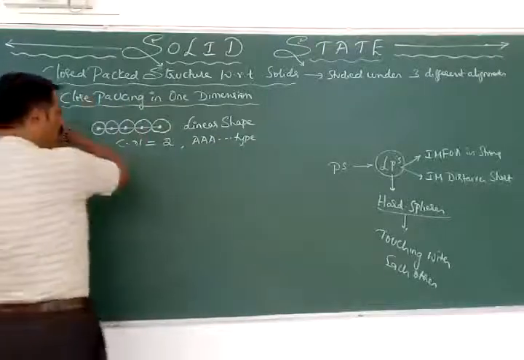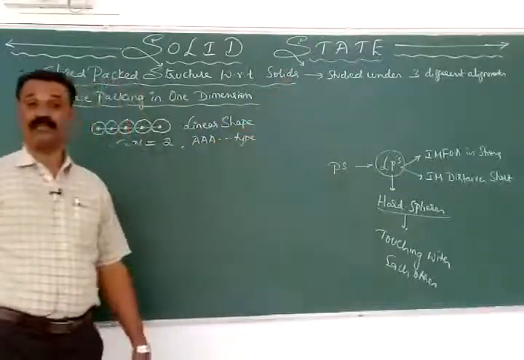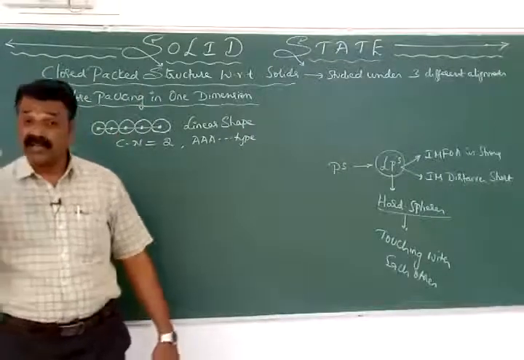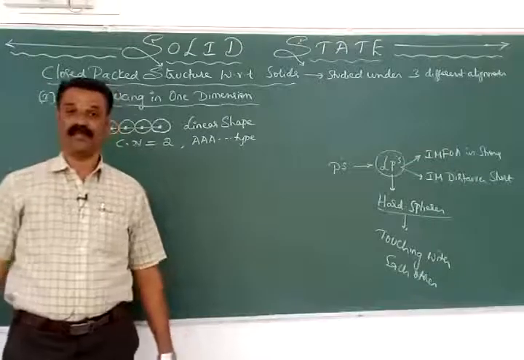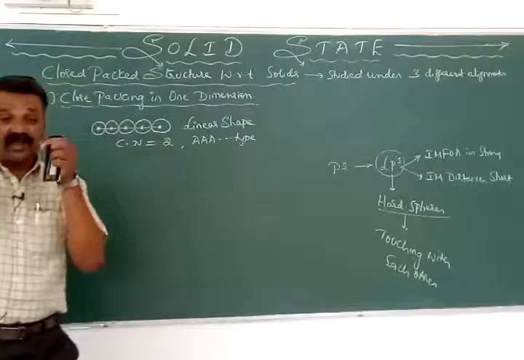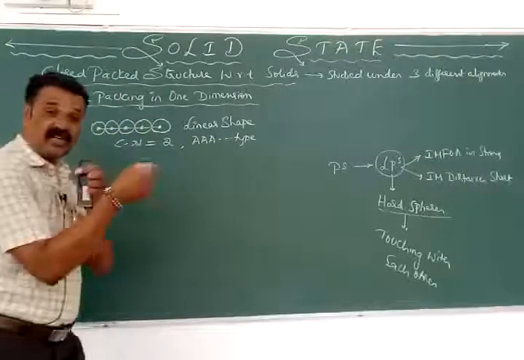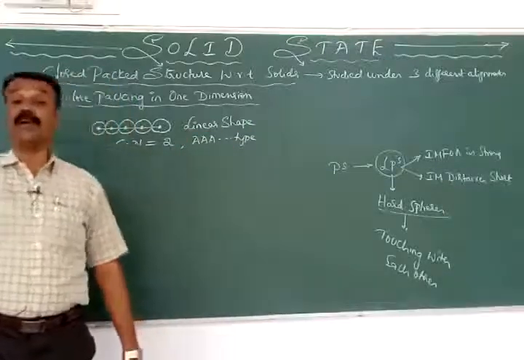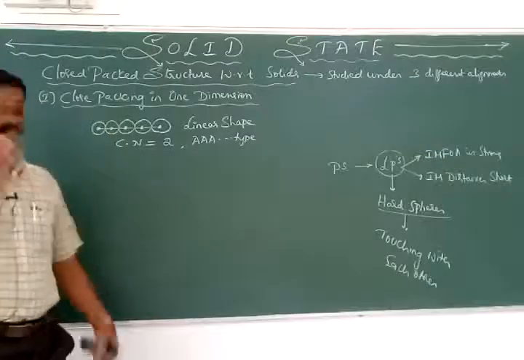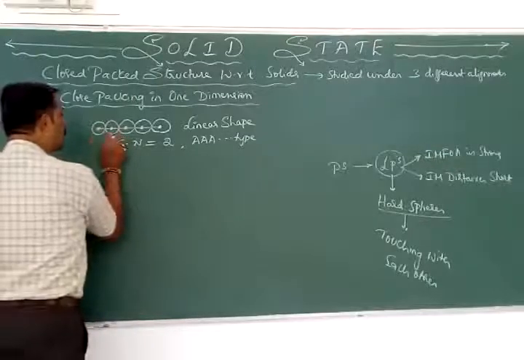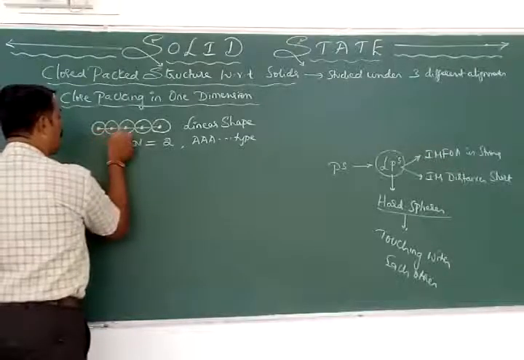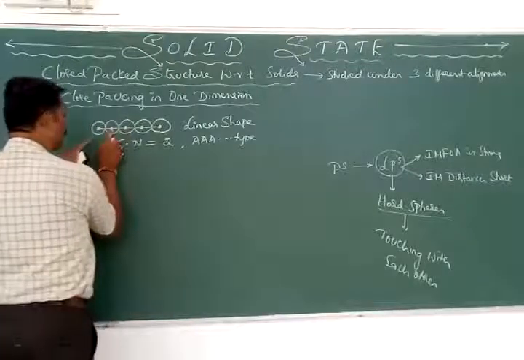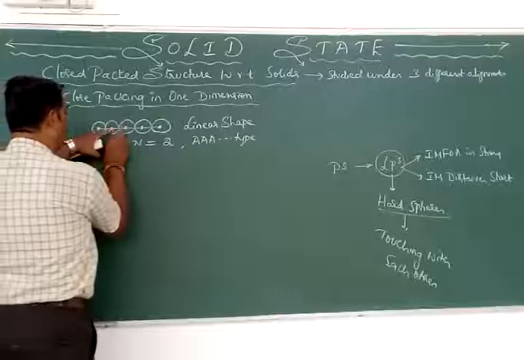Let us assume this is the x-axis, for example. It means it is called one dimension. In one dimension, how are the particles arranged? Linearly. How is it linear? One particle adjacent to another particle, adjacent to another. If it is in one direction, it has a diagonal shape, or it is also called the linear shape, such that if I consider this particle, it is surrounded by two neighboring particles. This is one neighboring particle and this is another neighboring particle.